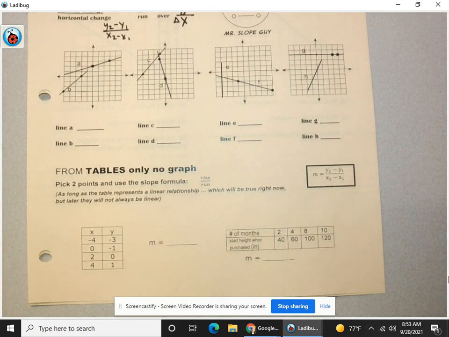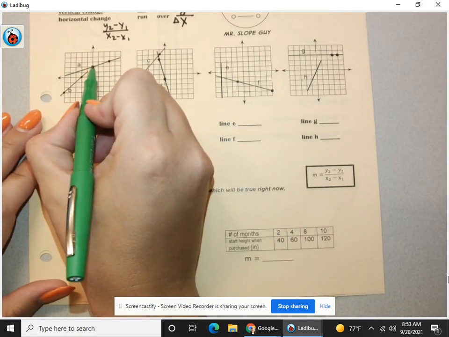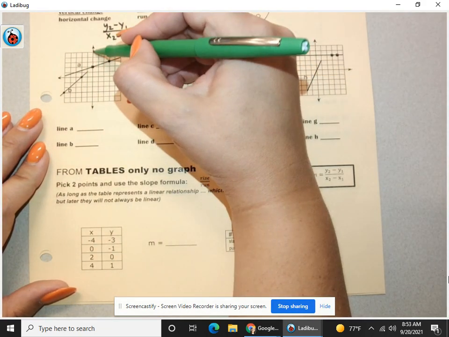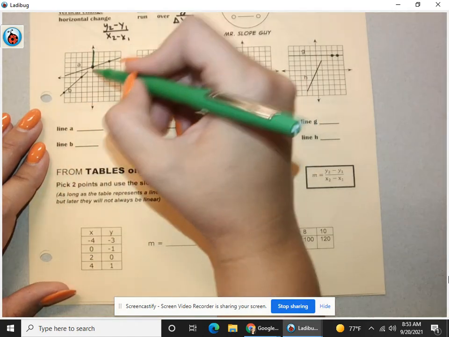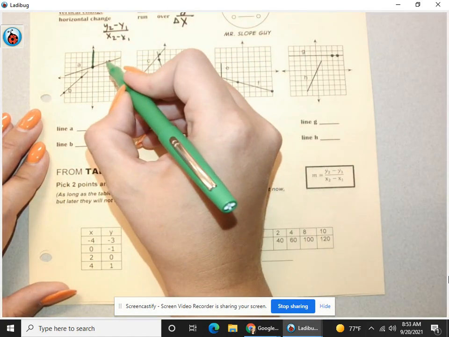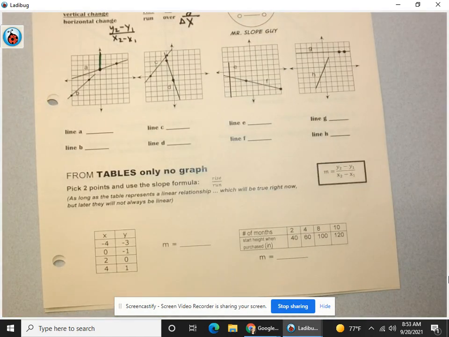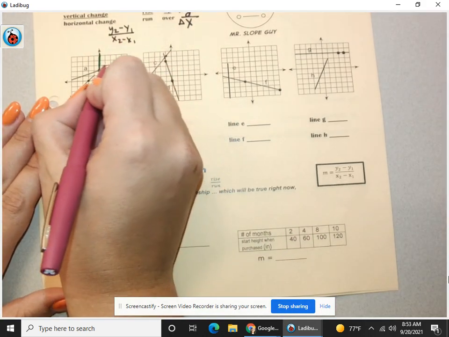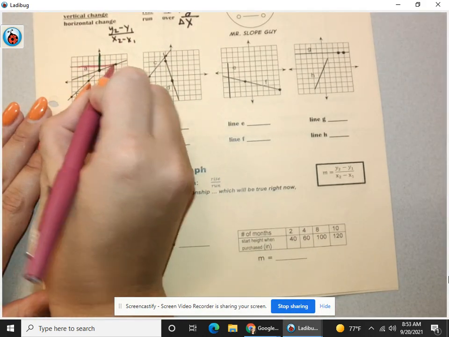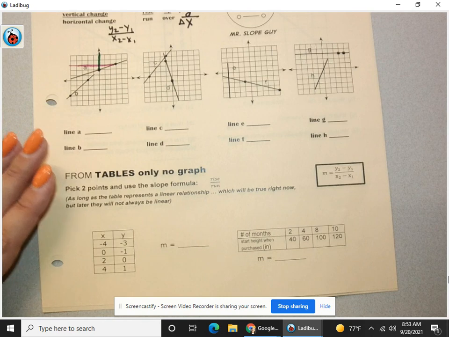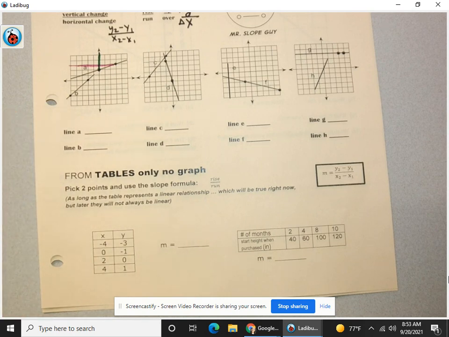So I always get 2 different colors, and I go to my first point, and I'm going to draw a straight line down, or a straight line up to where I know the other point is. And then I'm going to draw a line straight across to intersect that line. And this is what I do, at least at the beginning, just to make sure that I know what I'm doing.